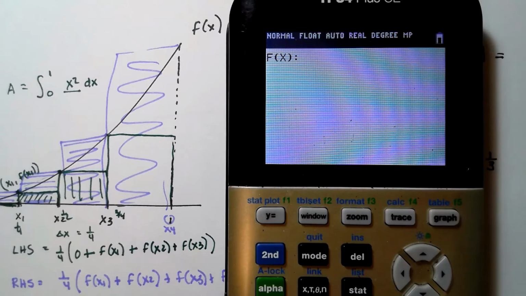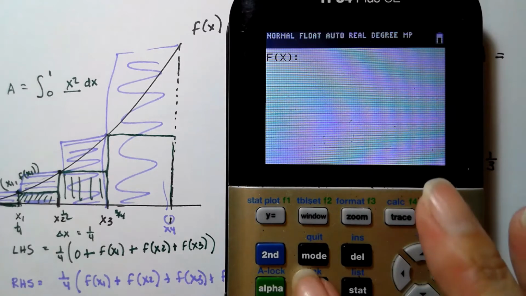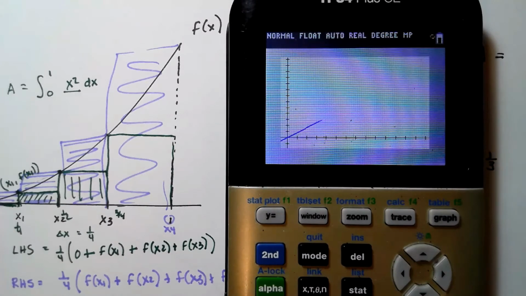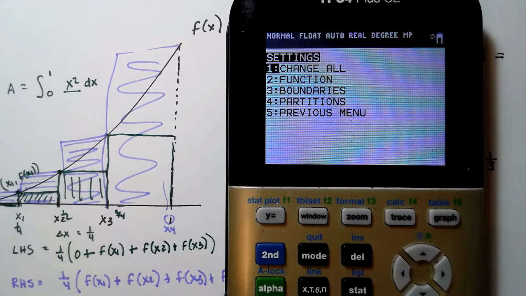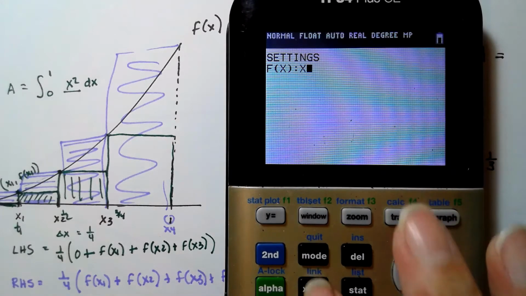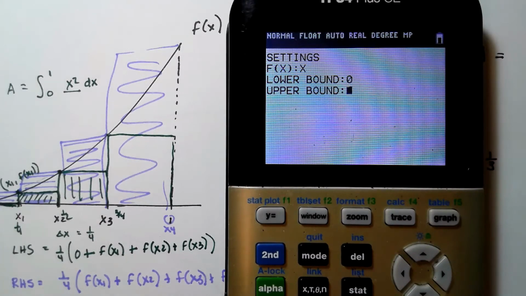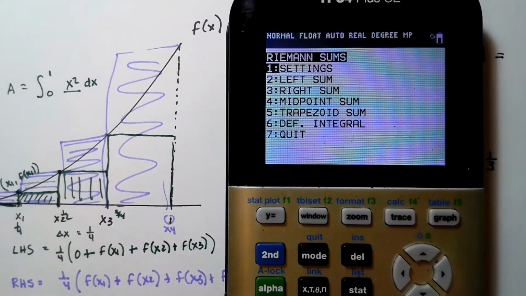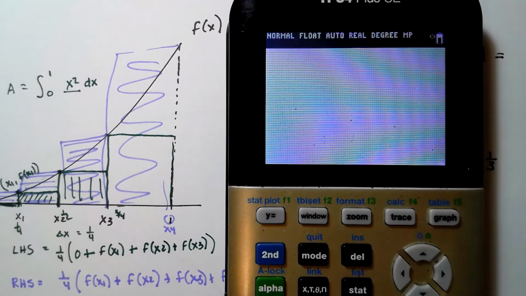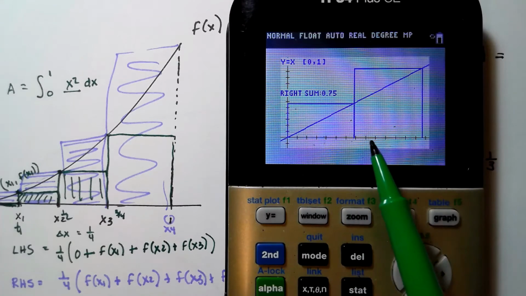If we have some function, say y equals x, from 0 to 1. So let's see. Settings, I want to change all of them. Okay, so x from 0 to 1. And let's just do 2 partitions again. Okay, there's our function from 0 to 1. If I do 2 partitions, and let's just say a right-hand sum. Again, it's monotone, it's increasing, so the right-hand sum is going to be an overage, and I get 0.75.